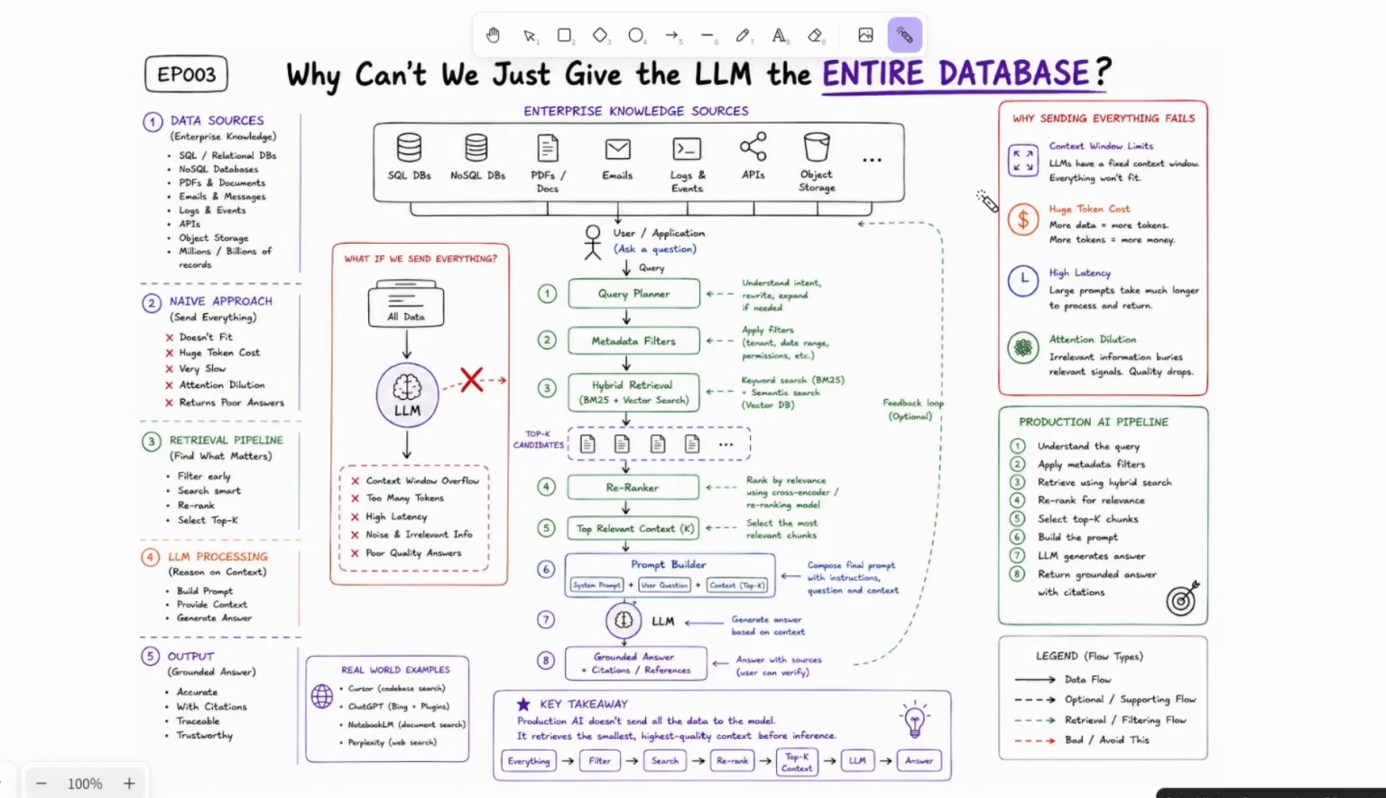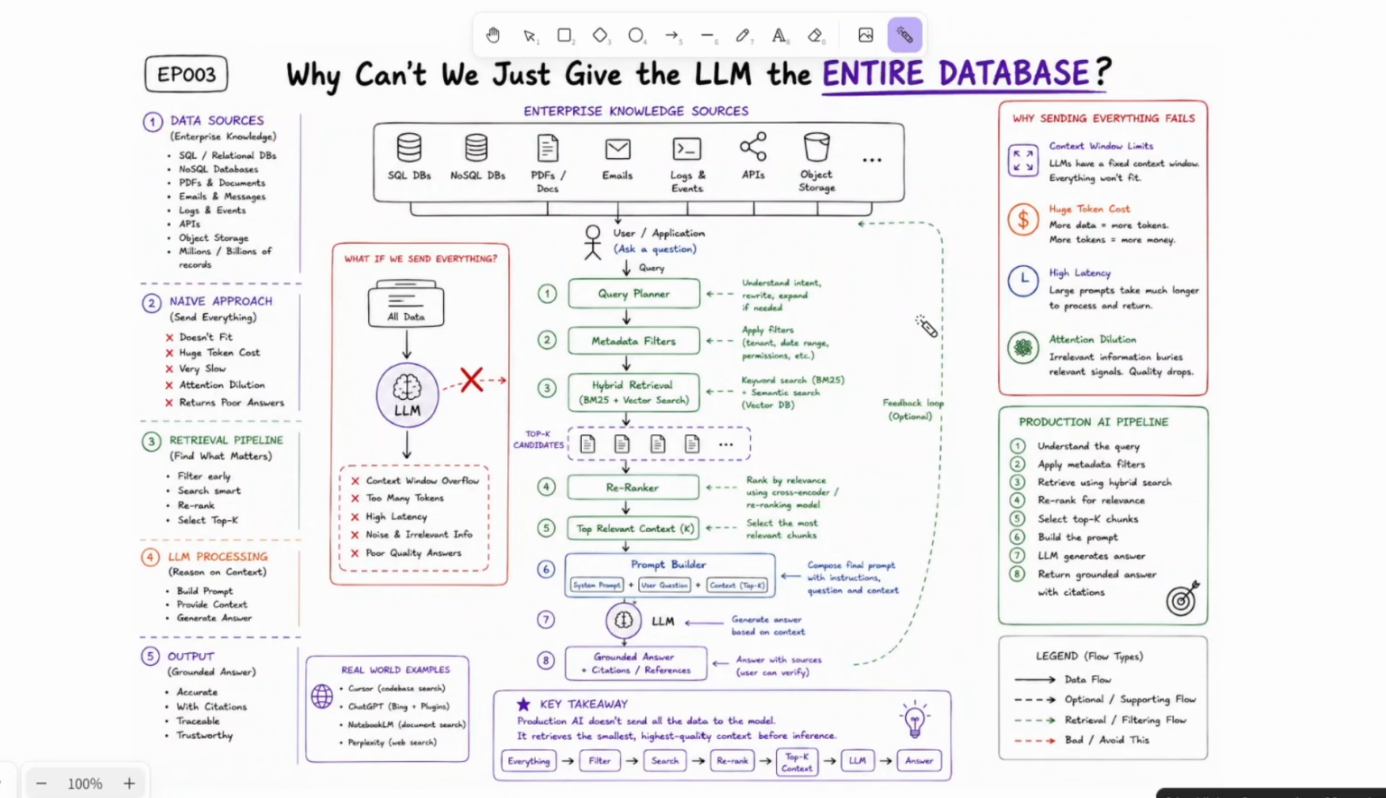A typical enterprise database contains millions or even billions of records. Simply put, the database is dramatically larger than anything the model can process in a single request. It's like trying to fit an entire library onto one desk.